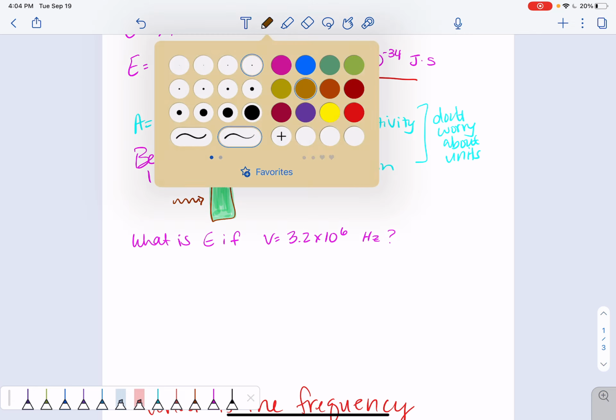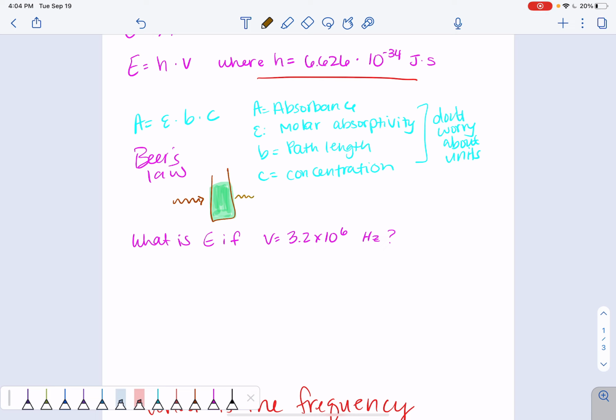So let's use a lighter brown. The amount of brown that comes out, or the amount of light that comes out, will be lowered. We are measuring the absorbance of that, which is A. So if we increase the concentration, we would be increasing the amount of solute. So let's make this darker to represent that the concentration increases. So as we increase the concentration, we're even going to have a lower amount of light coming out.